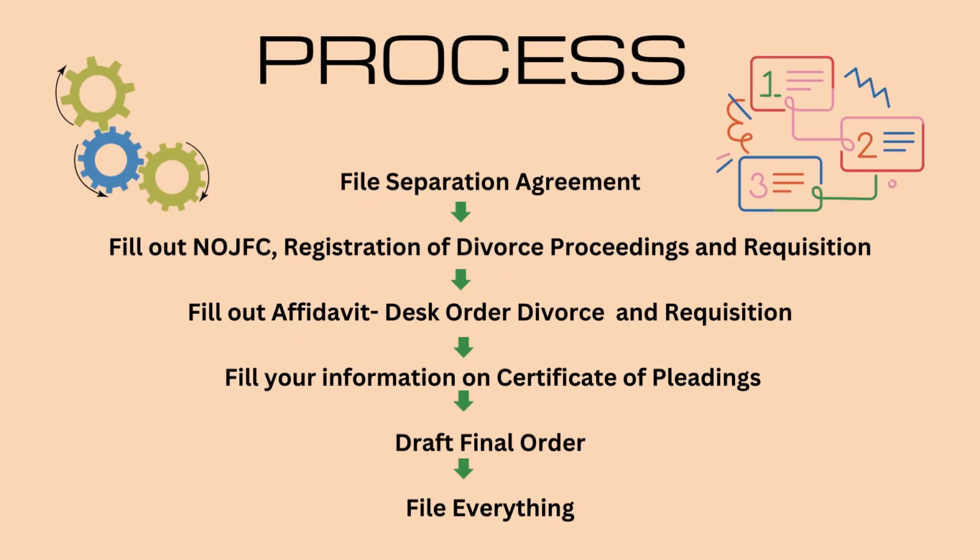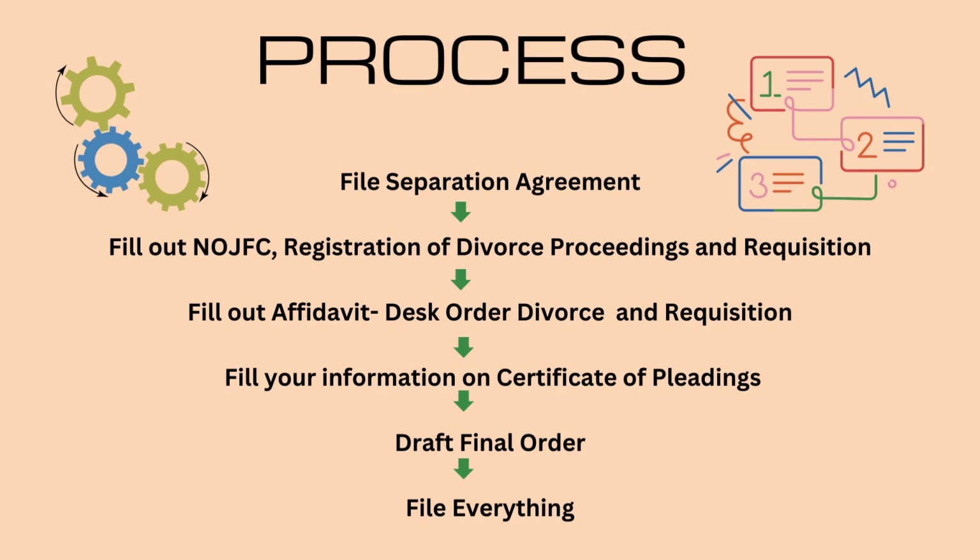So this is a basic step-by-step process for doing your joint application for divorce. First of all, you will choose a Supreme Court location which is nearest to you, and if you have a separation agreement, then you can start your application by filing your separation agreement at your chosen Supreme Court registry. When you file that separation agreement, the registry will provide you a file number, and you will use that file number for all the other forms that you will need to file for your divorce application.